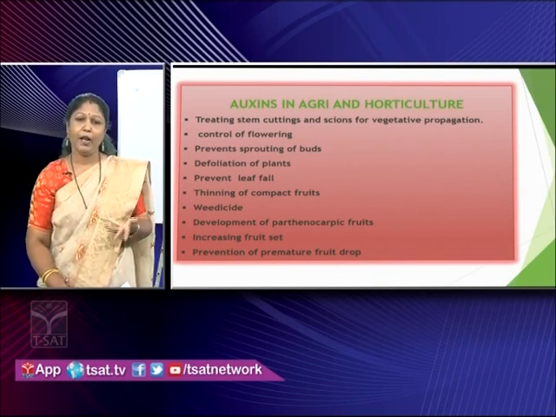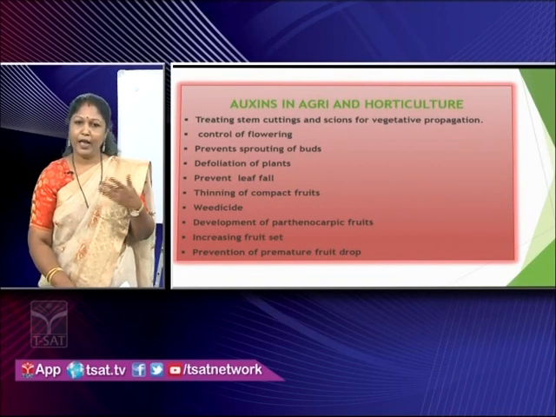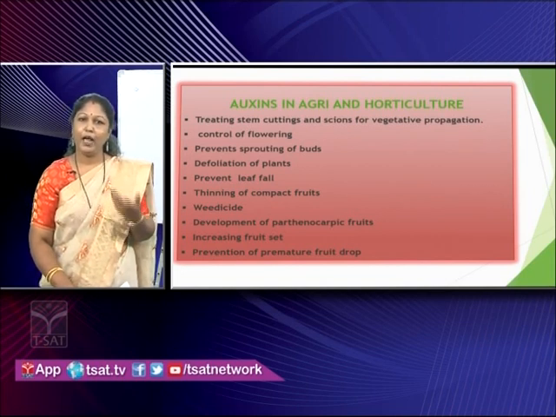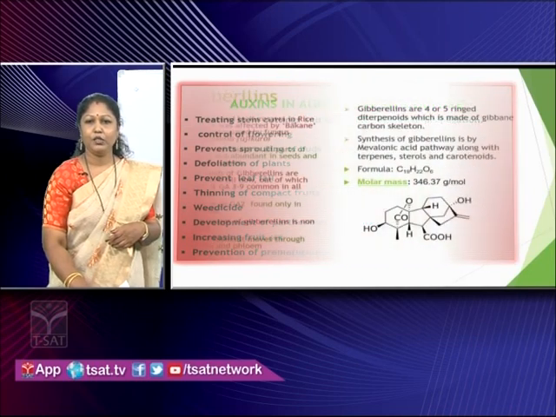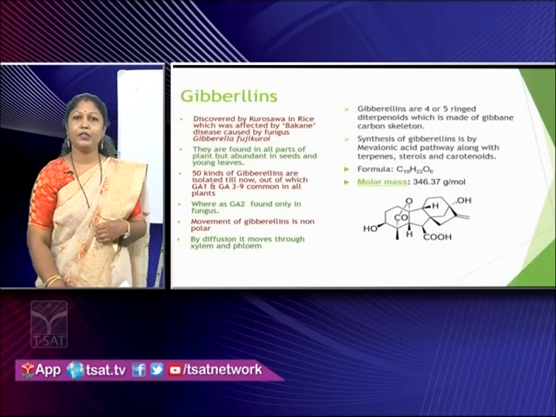They also help in preventing leaf fall, they help in development of parthenocarpic fruit, help in fruit setting, and also prevent the premature fruit drop. Now, this was about the first kind of growth promoting substance, that is the auxins.